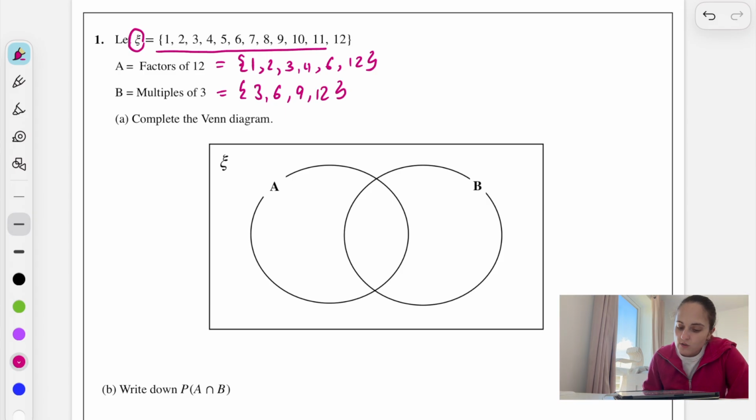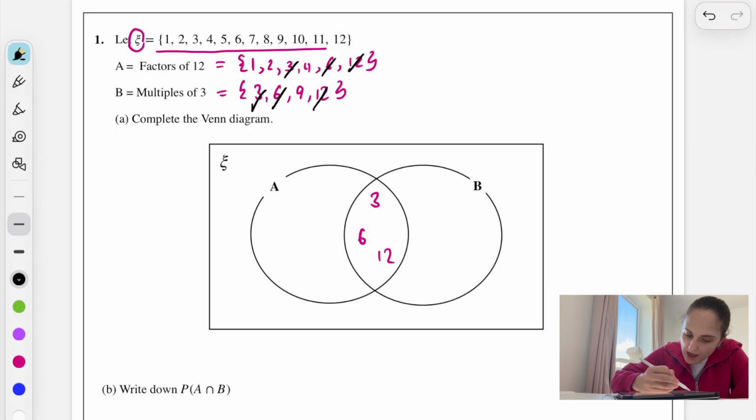To complete the Venn diagram, we need to know what's in A and B. The elements that are in both A and B are 3, 6 and 12. So we can cross off 3, 6 and 12 in both sets. I'm also going to cross off 3, 6 and 12 from the universal set, just so that we can see that we've already done it.